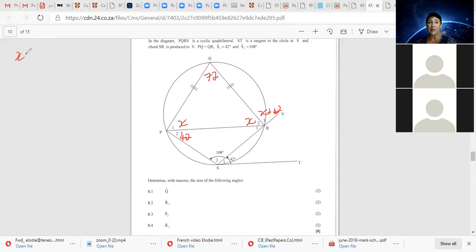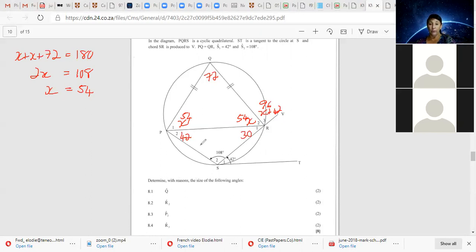All right, x plus 72 equals 180. Angles in a triangle. So 2x is equal to 108. And then divide by 2. So x is 54. And 54 plus 42 is 96. Right. Are there any other angles we can find? We can find that one, angles in a triangle. 108 plus 42 is 150, so this is 30. Just check my algebra, please.